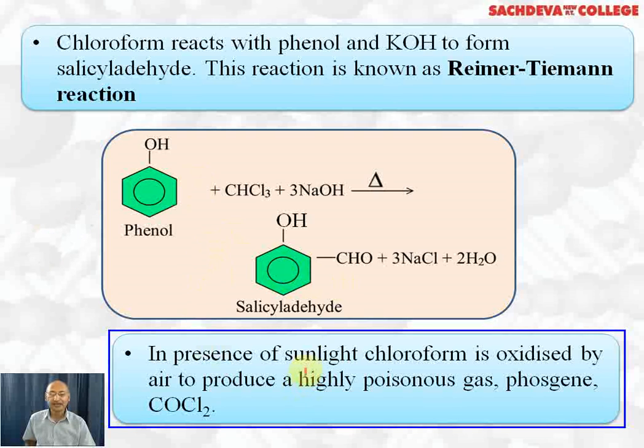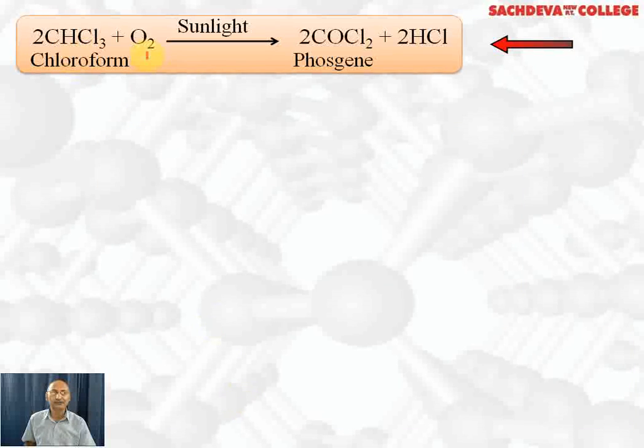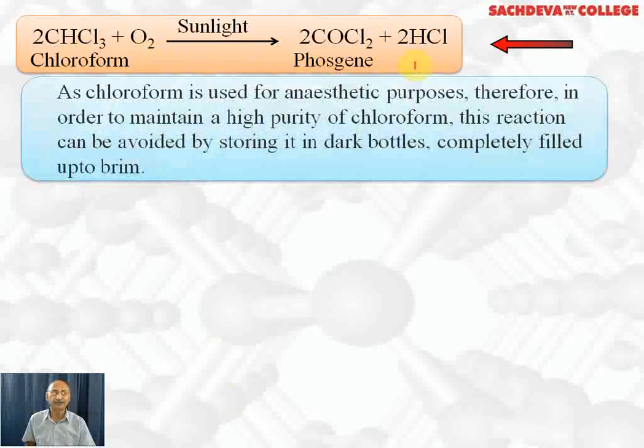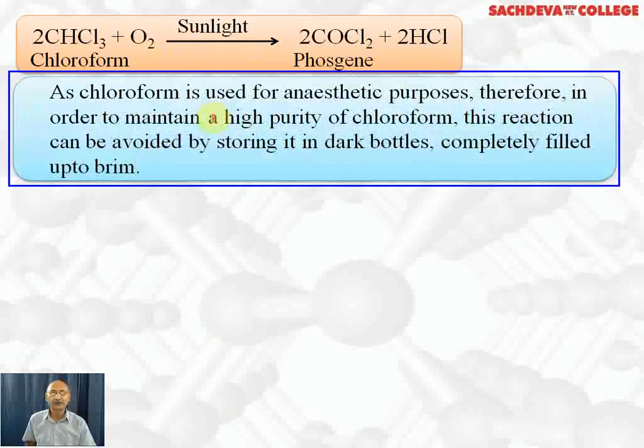In the presence of sunlight, chloroform is oxidized in air to produce a highly poisonous gas called phosgene. COCl2, carbonyl chloride, common name is phosgene. Here chloroform reacts in the presence of sunlight to form phosgene gas plus 2HCl. Chloroform was used for anesthetic purposes earlier. Nowadays it is not used because of this phosgene gas, which is poisonous.